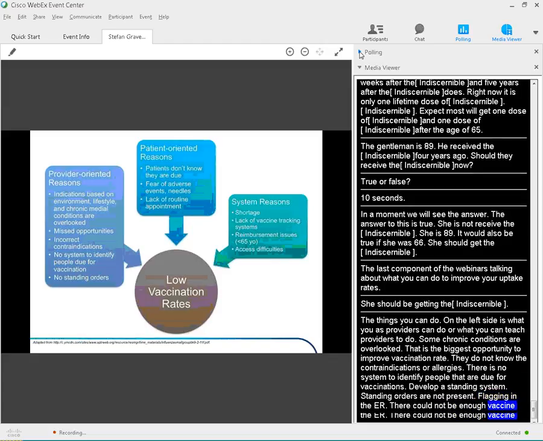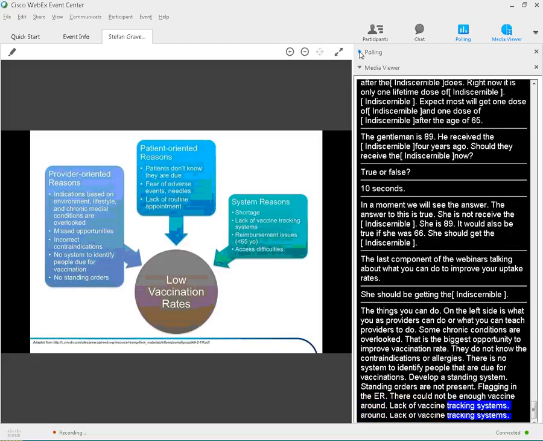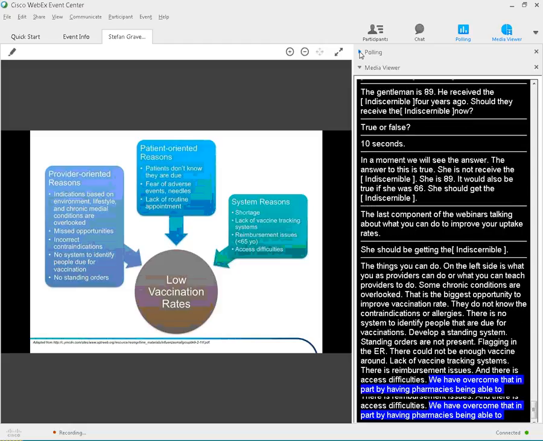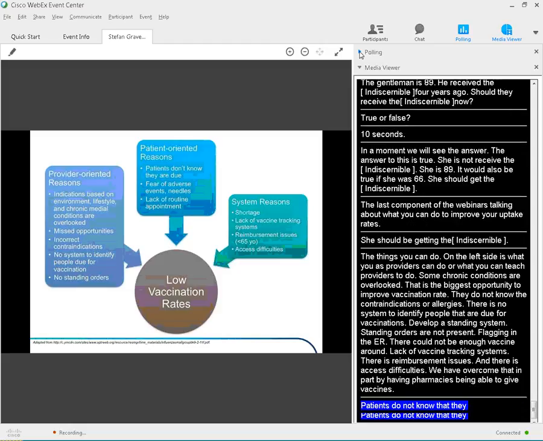There's reimbursement issues, especially if they're under age 65, and then there's access difficulties getting to a place that has vaccine or getting to a pharmacy. We've overcome that in part by having pharmacies being able to get vaccines. Patient-related reasons: they don't know that they're due. They're afraid of needles or adverse events. They think they might get flu from the flu shot, as an example. They don't have a routine appointment. So all of these contribute together to getting low vaccination rates.